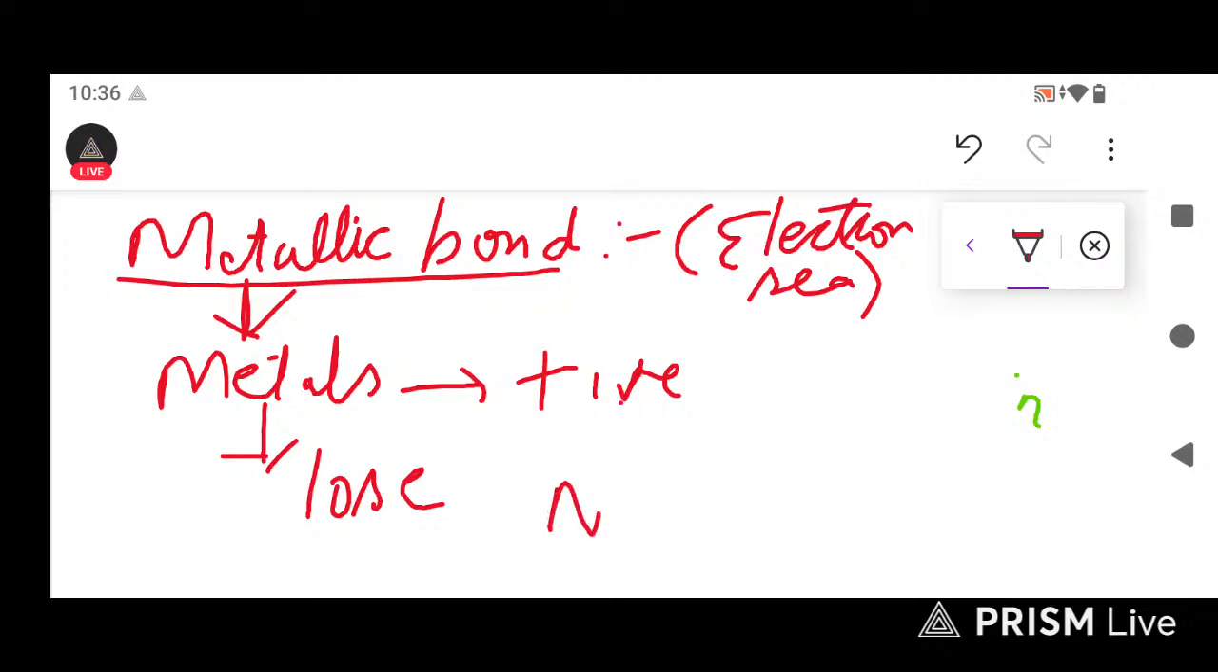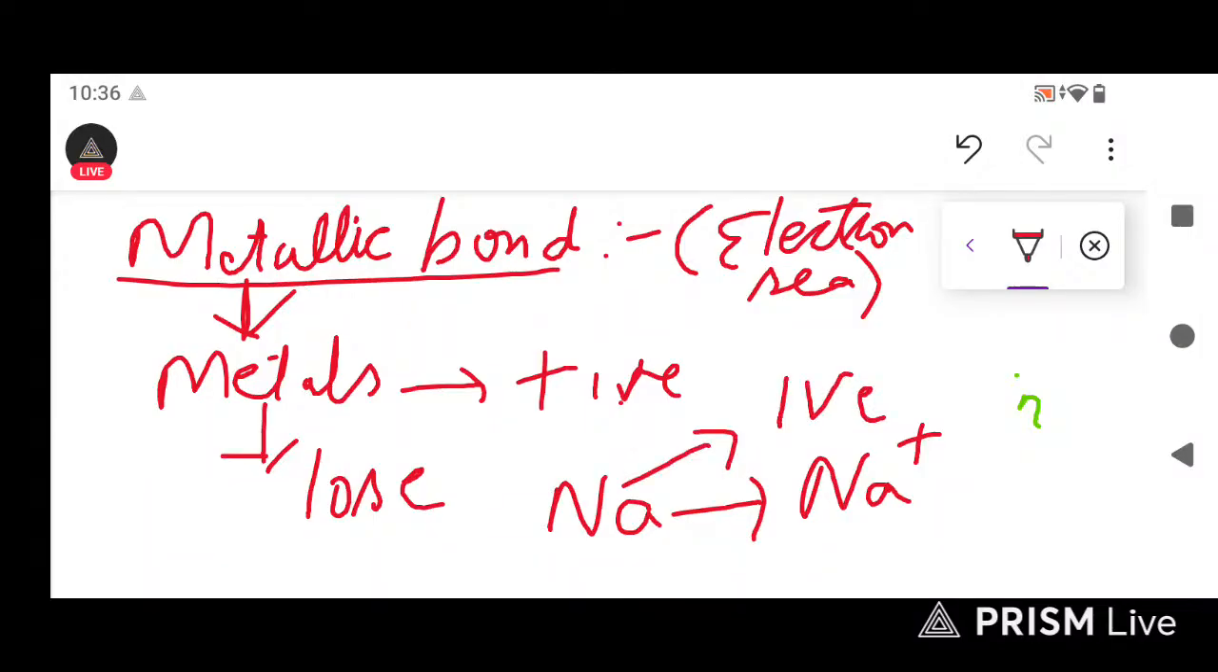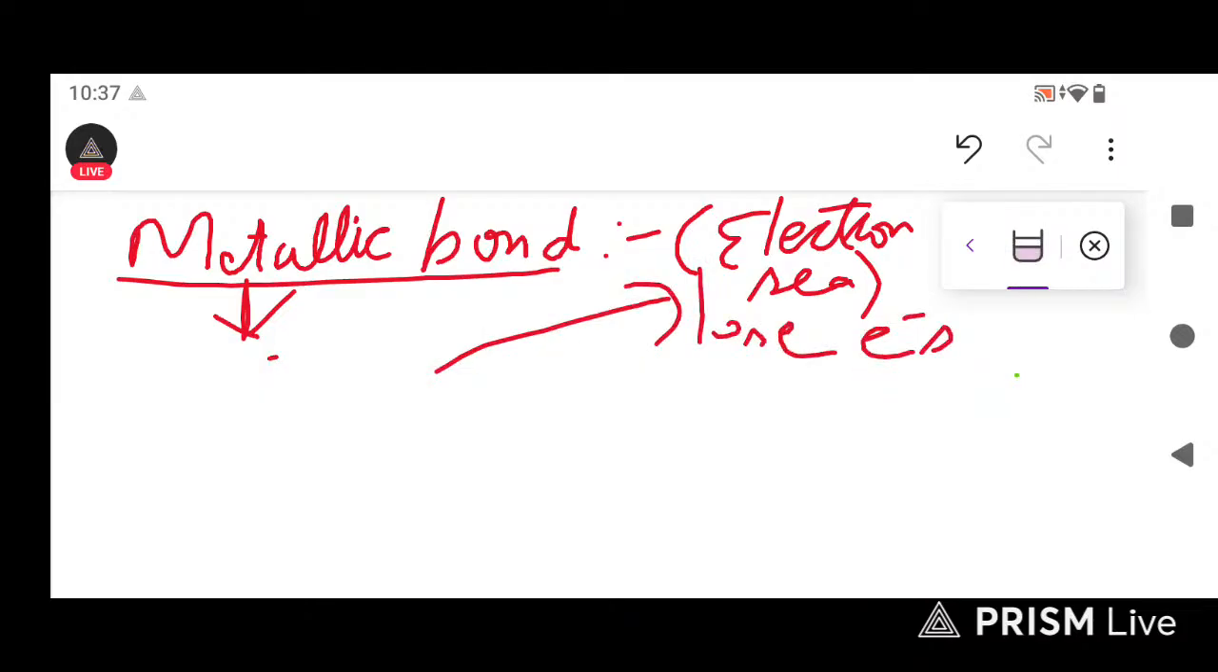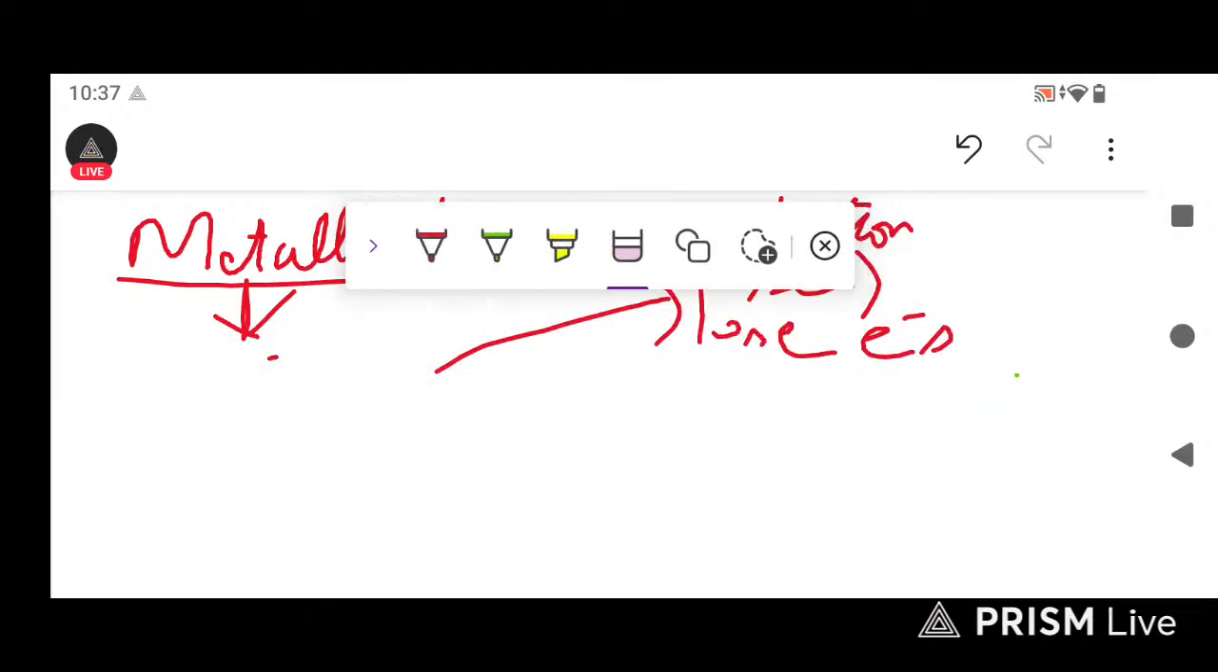For example, take sodium, which has one valence electron. It removes one electron, so it carries a 1 plus charge. Now, as the metals lose electrons, first of all we will see the definition.